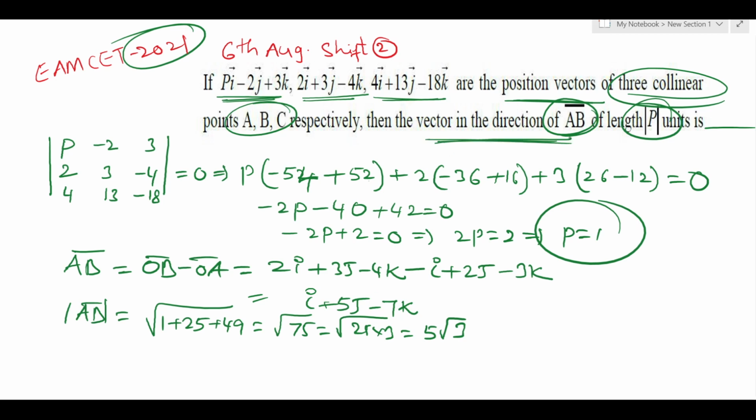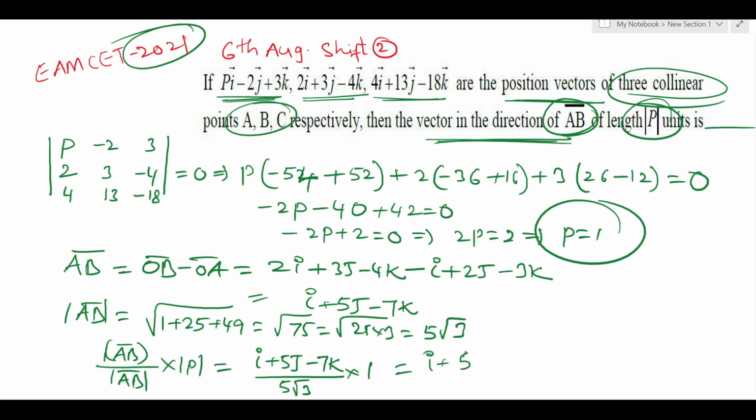Now the vector in the direction of AB bar, in the direction means AB bar by modulus of AB bar, with length mod p units, that is into mod p. That is equal to AB bar, this is i + 5j − 7k, by 5 root 3, into mod p is 1, that is equal to (i + 5j − 7k) by 5 root 3. That is the required answer.